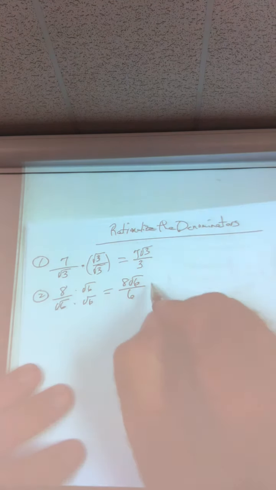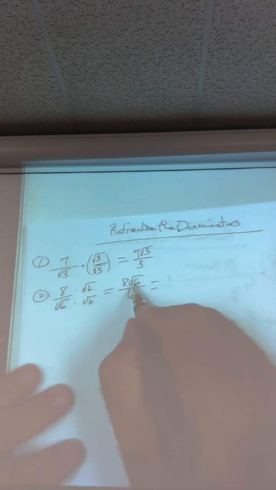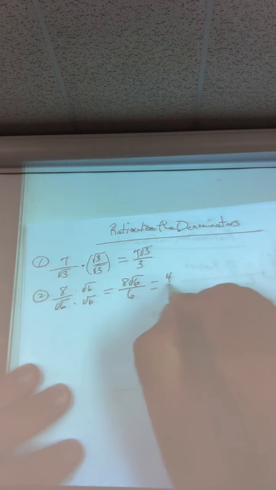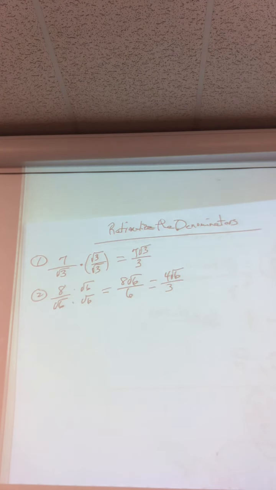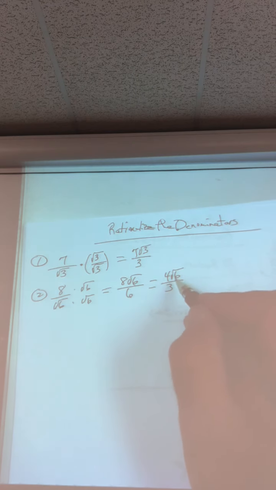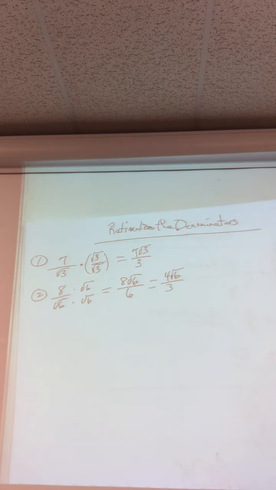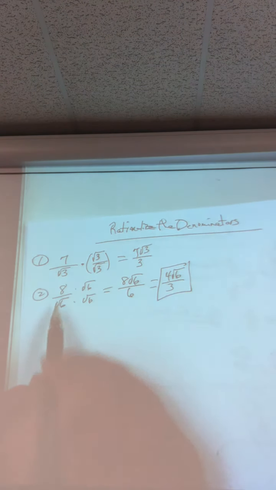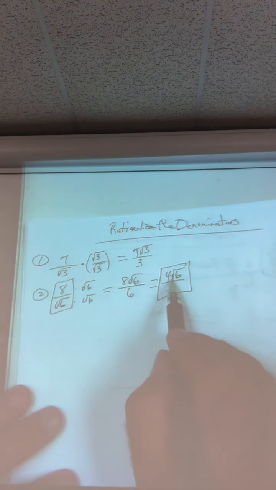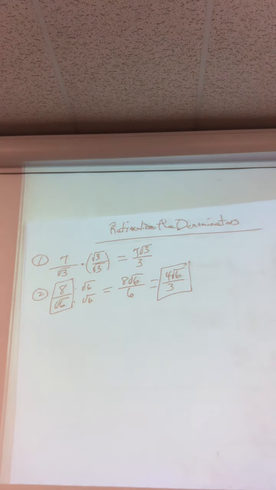Now, in this case, can't touch that and it won't reduce, but I can reduce this because 2 goes into both of these. 2 goes into 8, 4. 2 goes into 6, 3, and you don't touch what's under that radical. I would reduce it if it would, but there is no perfect square that goes into 6. So this is the same as this, but this doesn't have the radical in the bottom, which means it is rationalized.